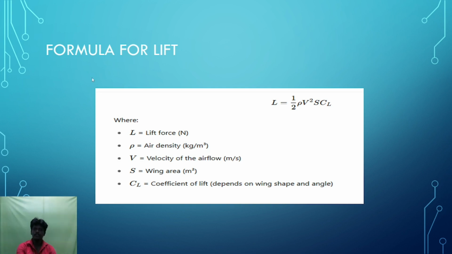This is the formula for lift: L equals half rho V squared S CL. Half rho V squared is the dynamic pressure. Already we know what dynamic pressure is. S is the wing area in square millimeters or square meters. CL is the coefficient of lift, which depends on the wing shape and angle. V is the velocity of the flow in meters per second. Rho is the air density in kilograms per cubic meter. L is the lift force, measured in Newtons.